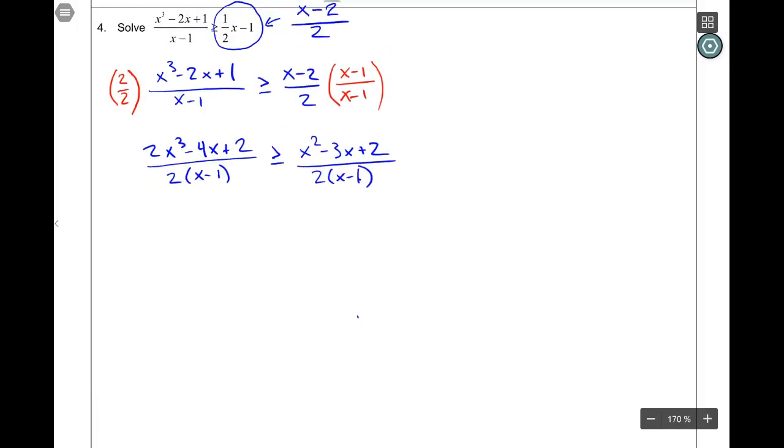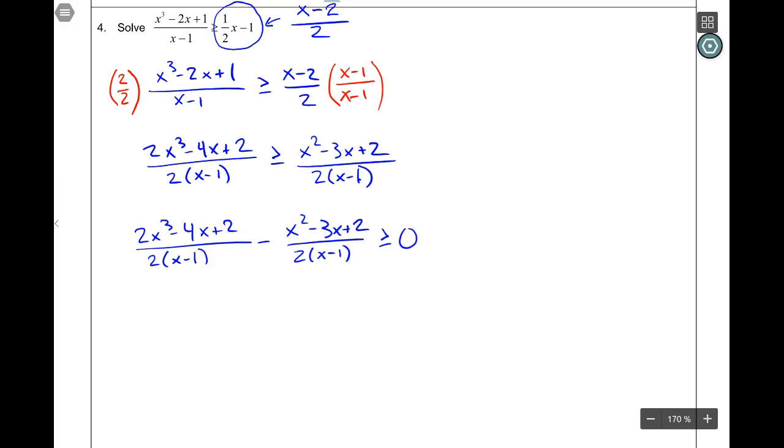Well, anytime I want to solve an inequality, I'd like to get a 0 on one side because life is easier with 0 on one side of an inequality. So I'm going to subtract this thing on the right from both sides of the inequality, and that's going to give me the following. We have 2x cubed minus 4x plus 2 over 2 times quantity x minus 1 minus x squared minus 3x plus 2 over 2 times quantity x minus 1. And we want to know when that's greater than or equal to 0 because we subtracted this from both sides.